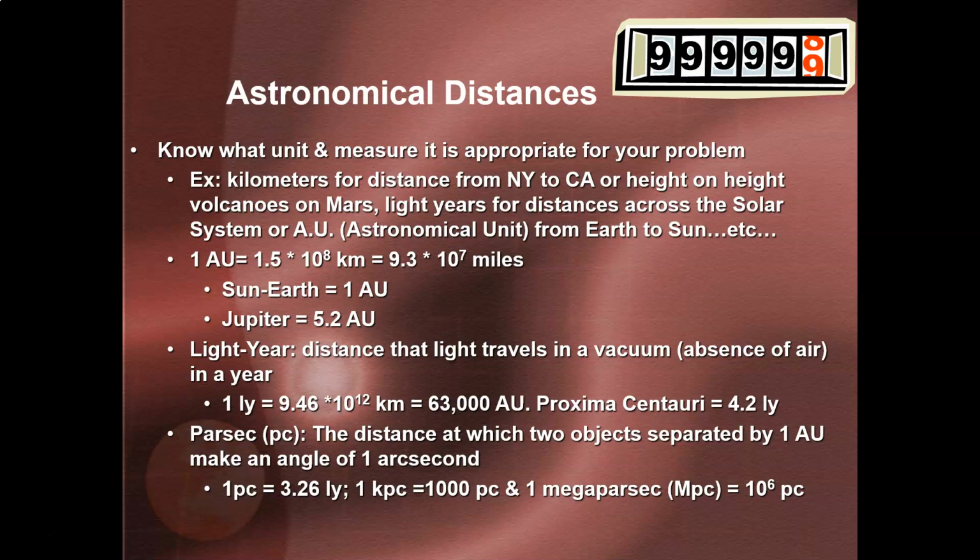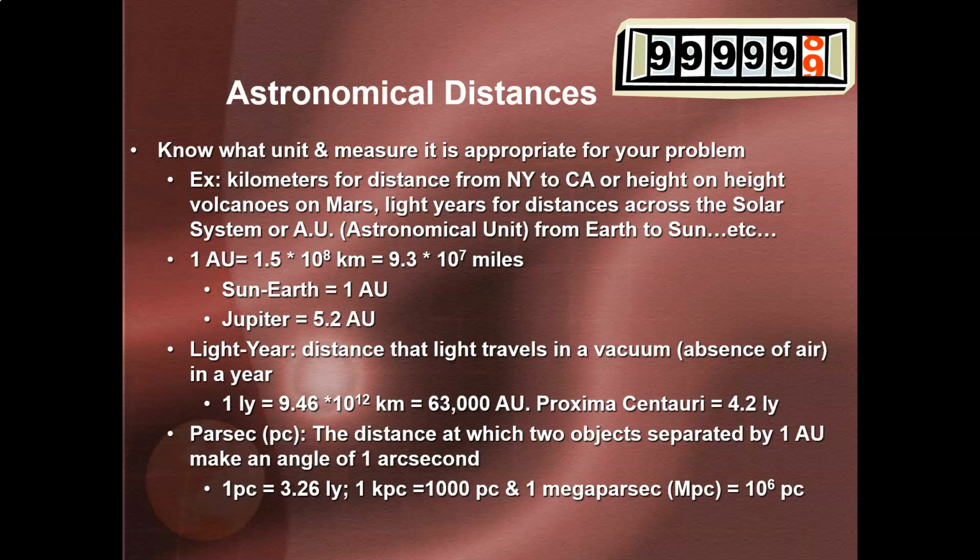But, for example, when you're talking about kilometers for distance from New York to California, or on high volcanoes on Mars, light years for distances across the solar system, we use something called astronomical units. An astronomical unit is the distance from Earth to the Sun. So that becomes our baseline.